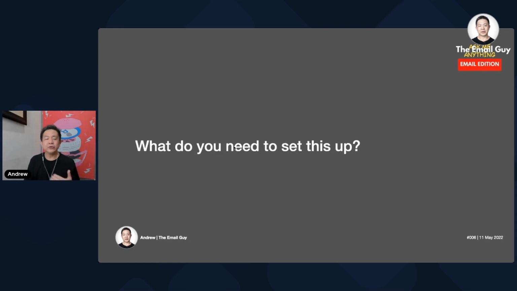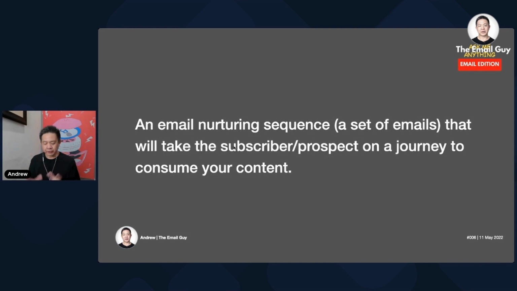Now, what do you need to set this up? If you want to do this with email and you like the idea of lead scoring, what do you need to do? First of all, you will need at least an email nurturing sequence, a fancy way of saying you've got to have a couple of emails in order to trigger and understand whether people are interested or interacting with your content.